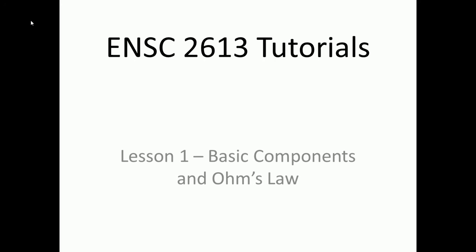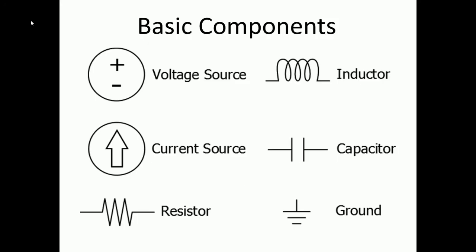Today we will be talking about some basic components that you will encounter during circuit analysis, as well as going over Ohm's law. Some basic components that you will use commonly are voltage sources, current sources, resistors, inductors, capacitors, and the ground. A voltage source is used to set a specific voltage difference between two nodes. A current source sets a specific current through a branch.